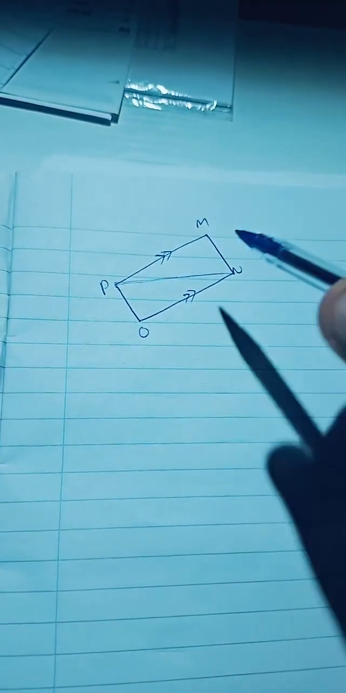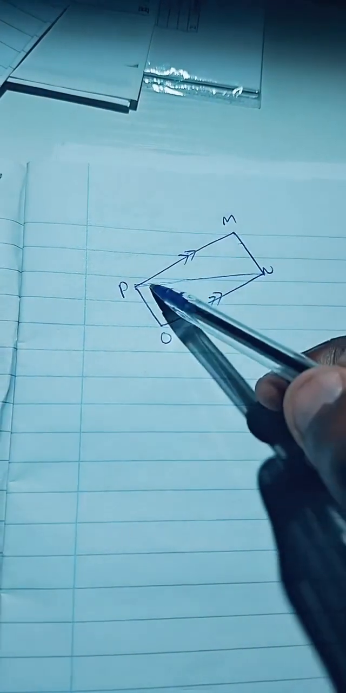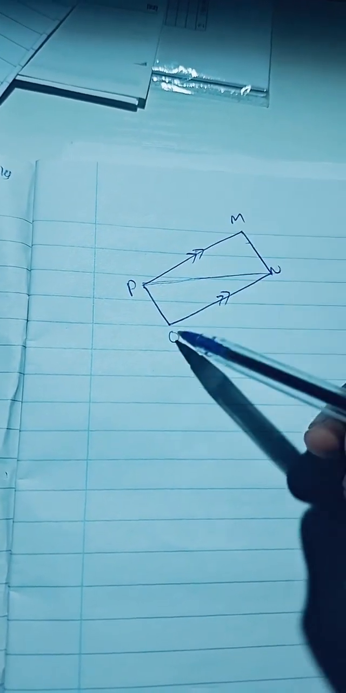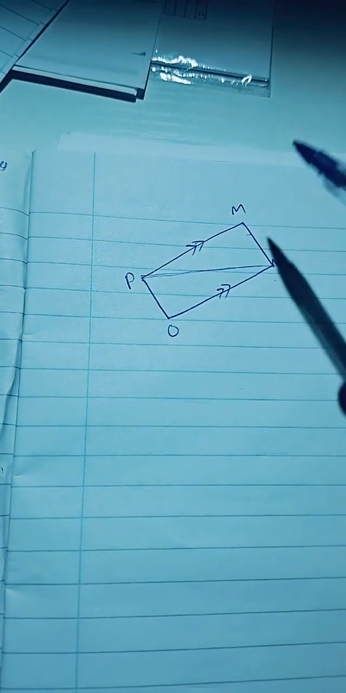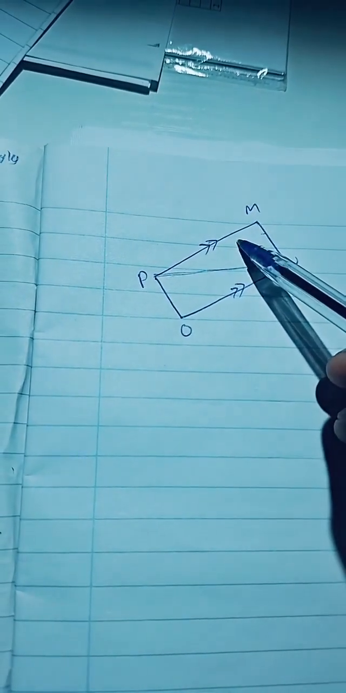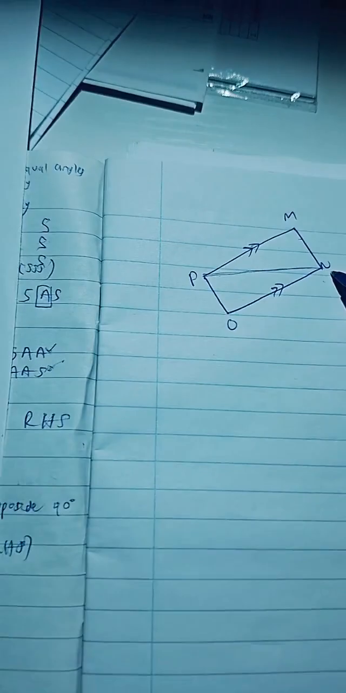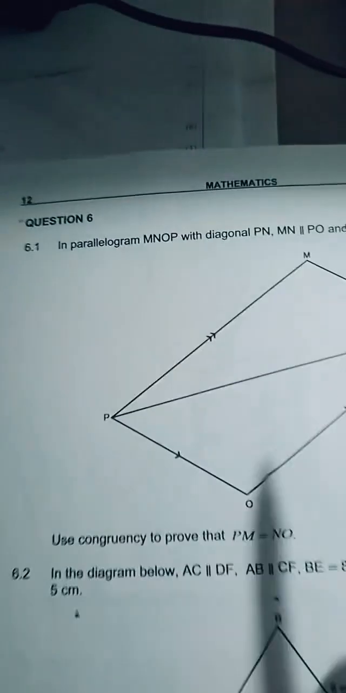Then they are asking me to use congruency to prove that PM is equal to NO. Guys, the minute I'm able to prove that these two triangles are congruent, then I'll be able to conclude about MP being equal to NO. All right, so let's just relook at the question again.